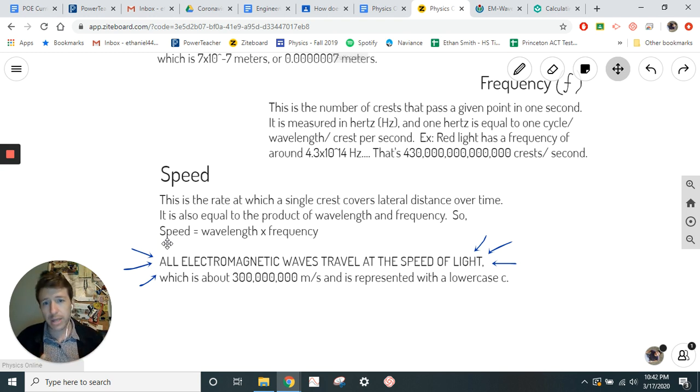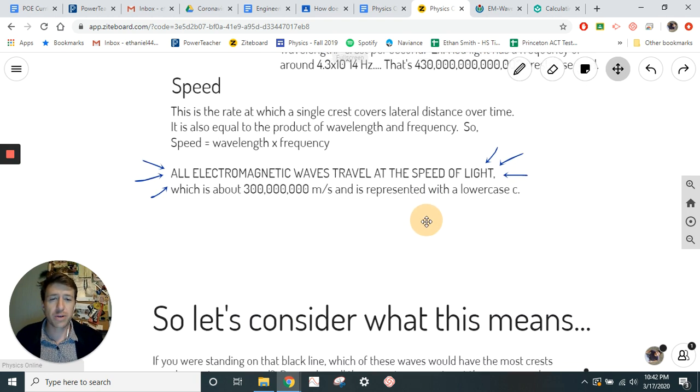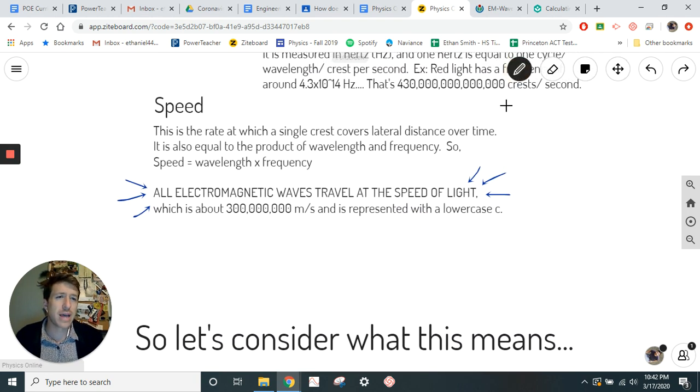Now, like I said earlier, all electromagnetic waves, not just visible light, but all electromagnetic waves travel at the speed of light. That is the speed of the medium of this electromagnetic field. And that's about 300 million meters per second. We represent this with the lowercase c. You guys are pretty familiar with that. And so we could actually write this as an equation. We could say c, which is the speed of light, is equal to the wavelength times the frequency.